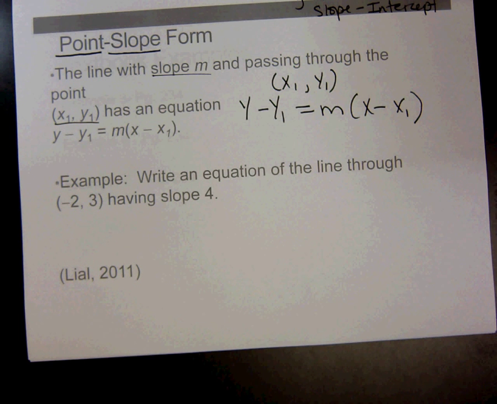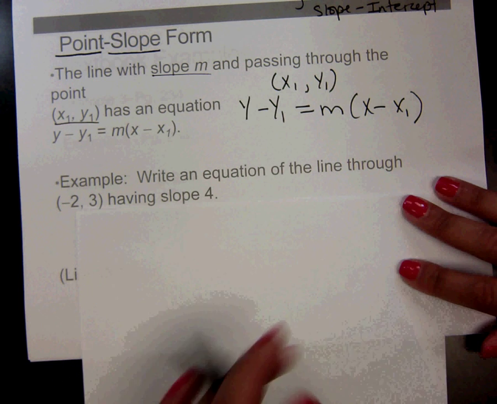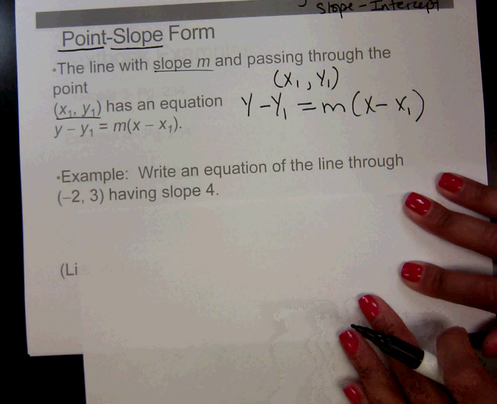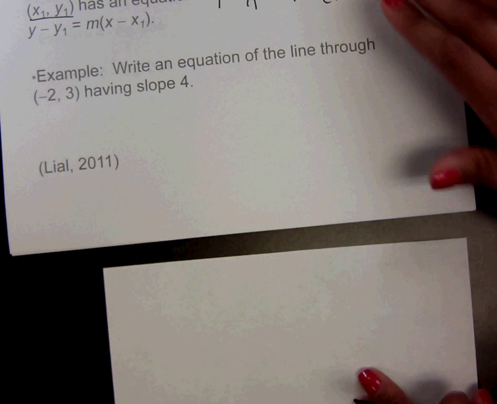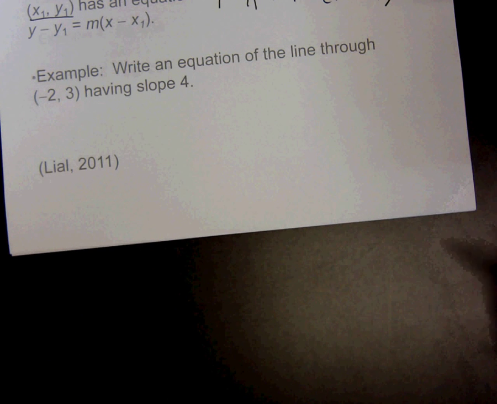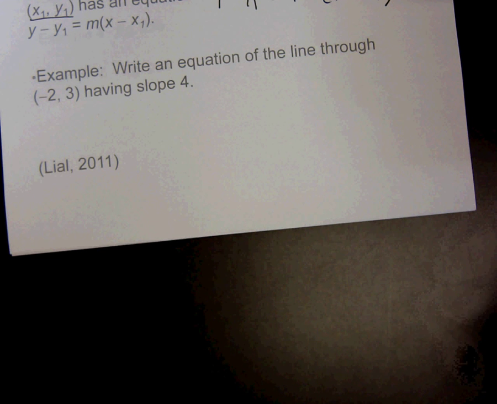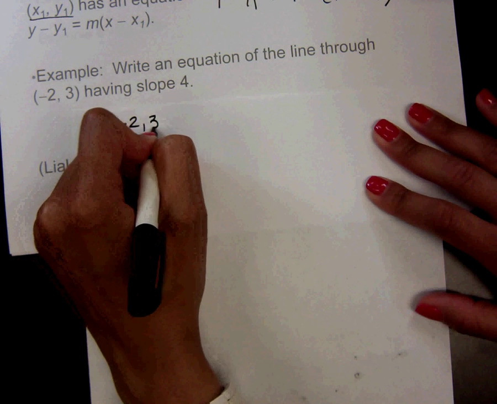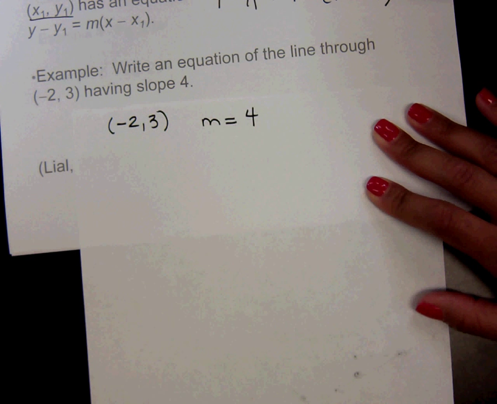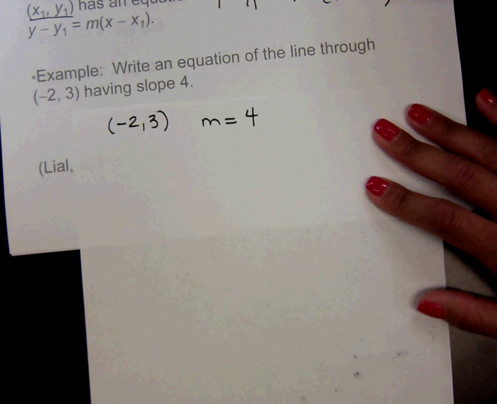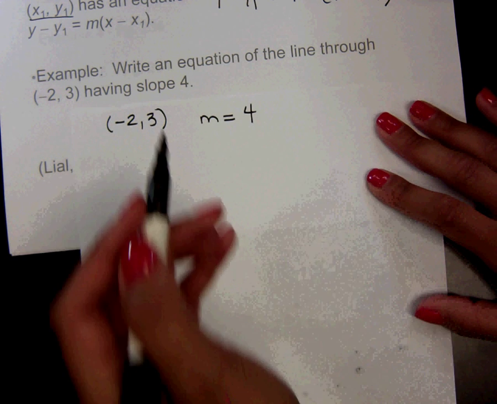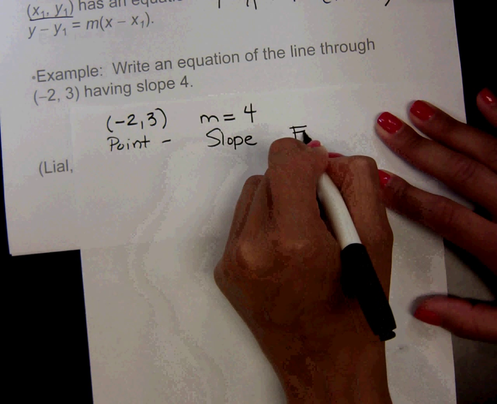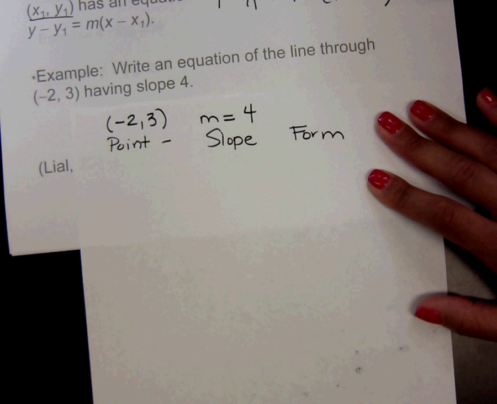We'll start off with an easier one first. If we look at this problem, it says write an equation of a line that passes through -2, 3, having slope 4. So our line will go through the point -2, 3 and will have a slope of 4. Now, first thing that we want to recognize is that they gave us a point, right? And they gave us the slope. So point slope form would be our preferred form here.